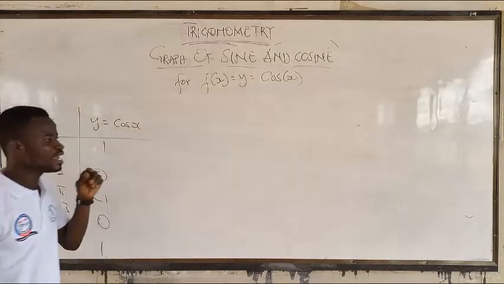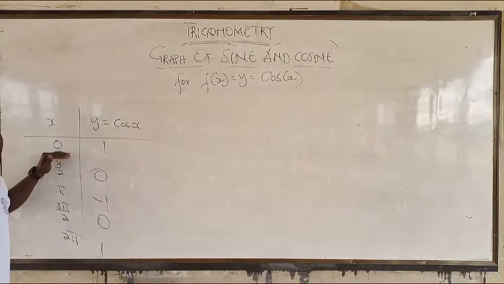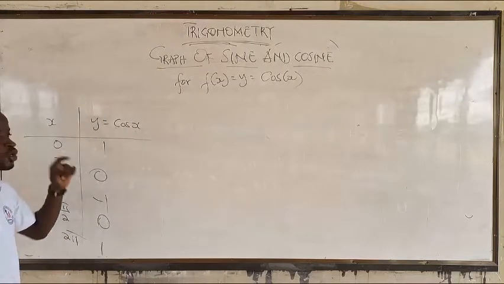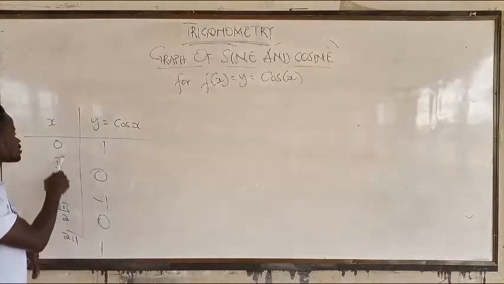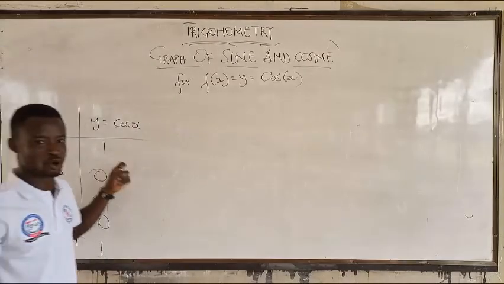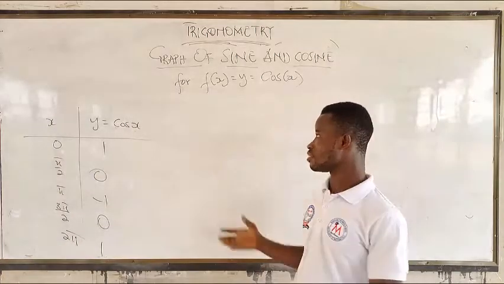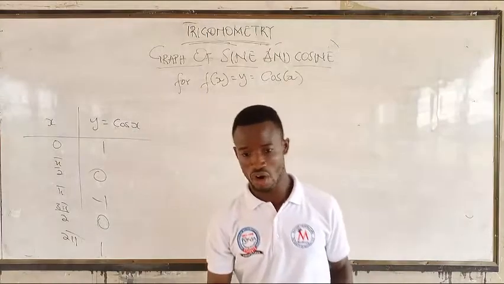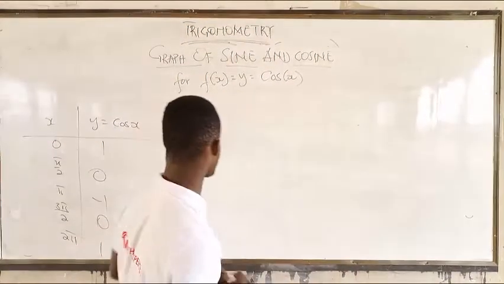So that is why it was starting at the origin, because we were having 0, 0. But this one is 0, 1. That means that this will not start from the origin. So you can see the difference between them even before we draw our curve. Alright, so let's go for the graph.